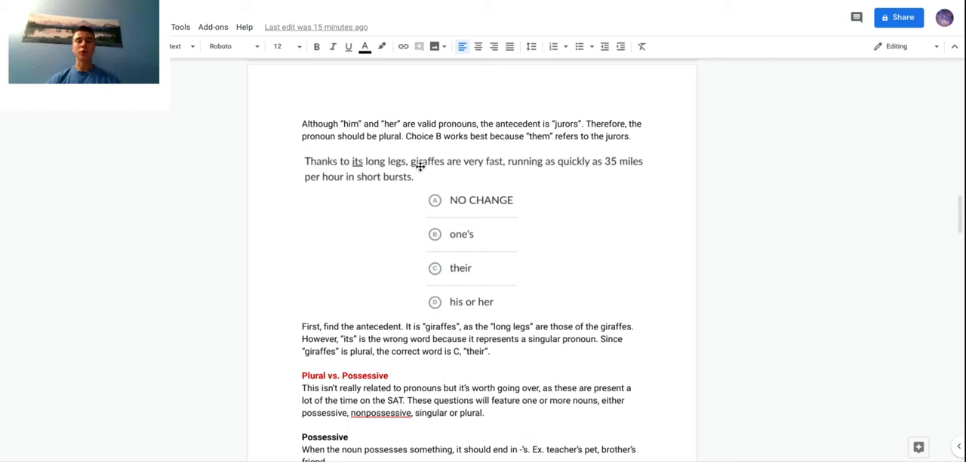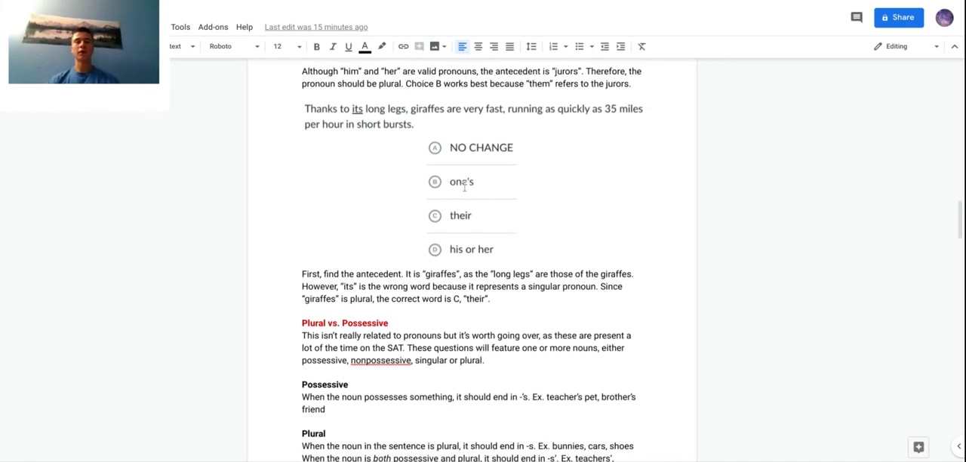However, giraffes is plural, which disagrees with its long legs. So it should be C there. Thanks to their long legs, giraffes are very fast. That makes sense just by matching the plurality of the antecedent and pronoun.